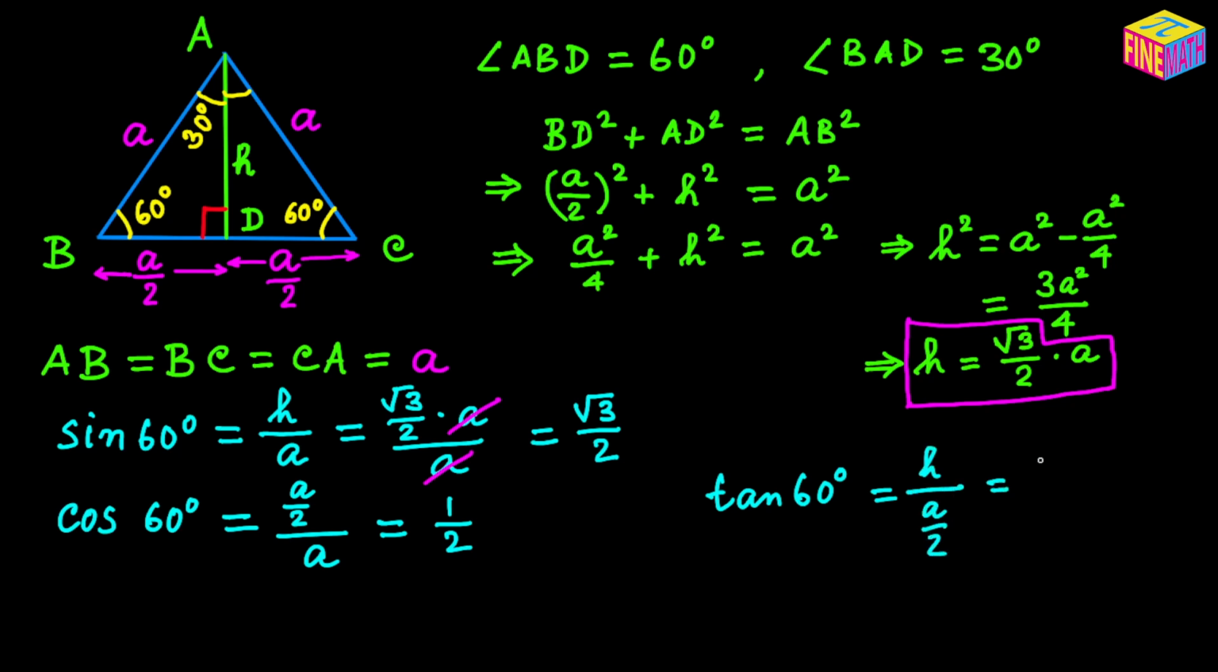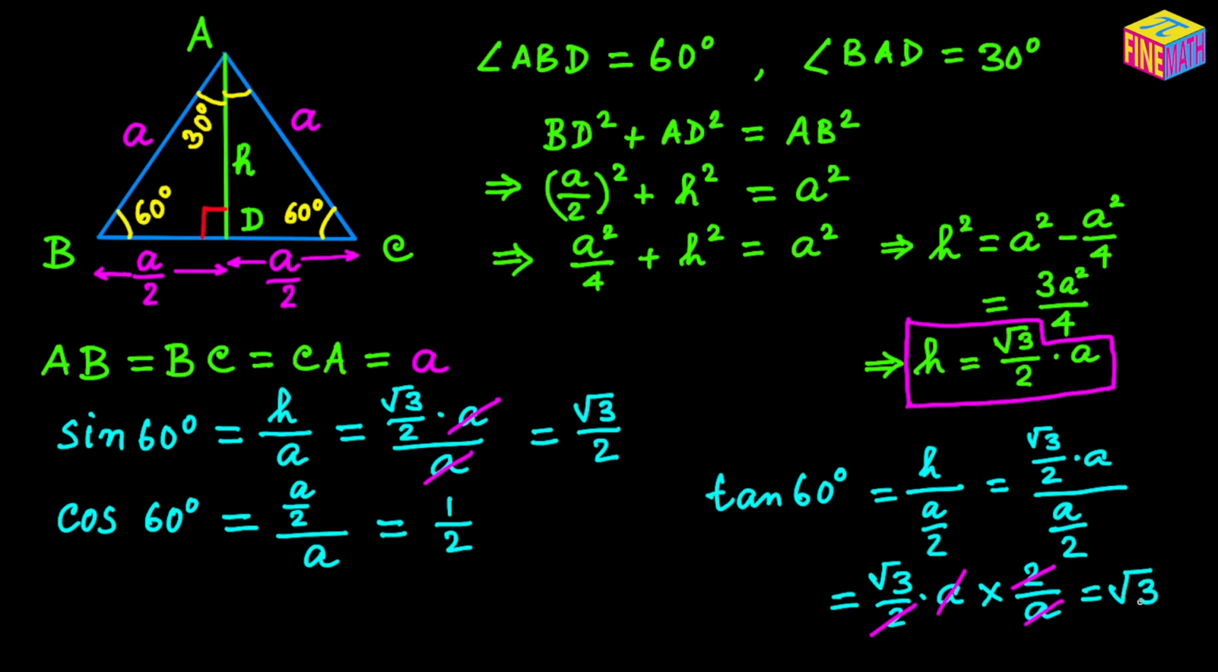And in our case we know that h is actually root 3 by 2 times a, and then divided by a by 2. So from here we can say that root 3 by 2 times a, multiplied by the a by 2 which is in the denominator, I am bringing it to the top, so it will become multiplication. So this will become 2 by a, and then you see this 2 and this 2 will cancel each other, and the a's will also cancel each other. So now we are going to be left with just the root 3. So tan 60 degree is actually root 3. That's the value of tan 60 degree.